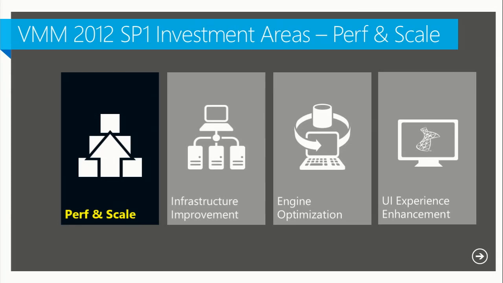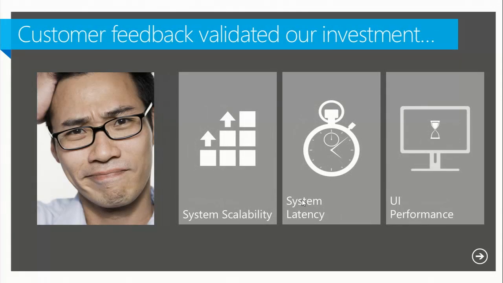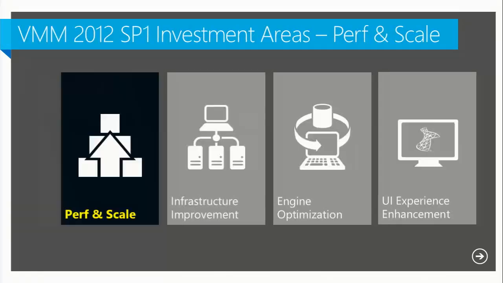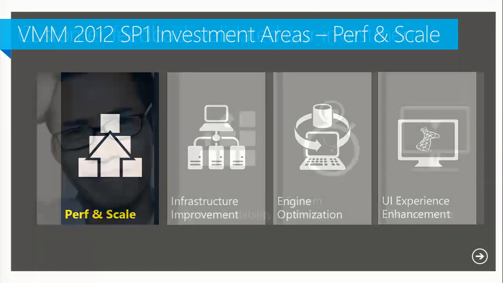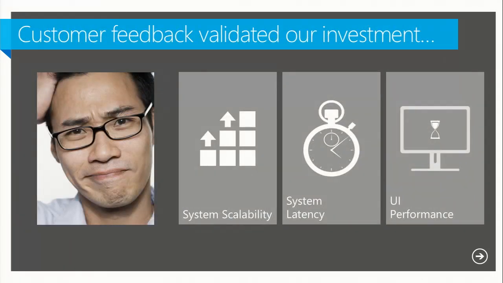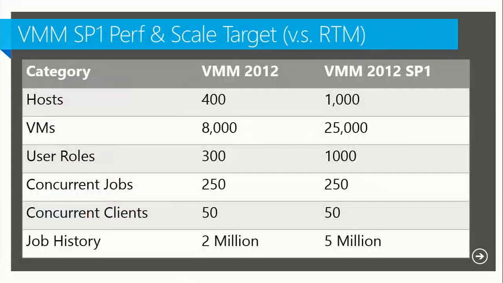And as a matter of fact, system scalability, system latency, and UI performance are the 3 main areas that we have looked at. The solution is that we spend time and resources in these 3 areas: infrastructure improvement, engine optimization, and UI experience enhancement. And I'm going to talk about specifically where we're making changes to address those.